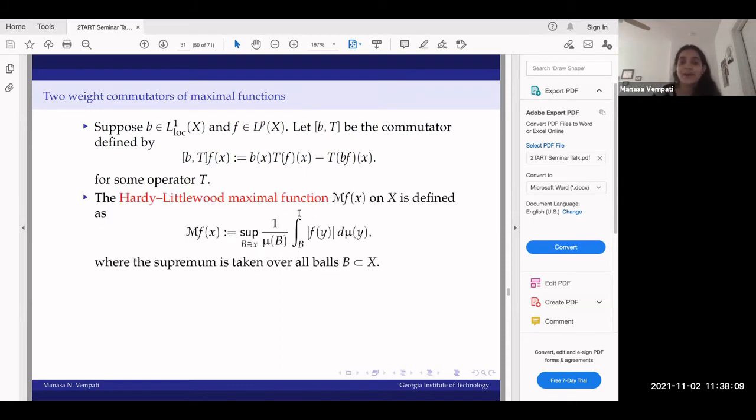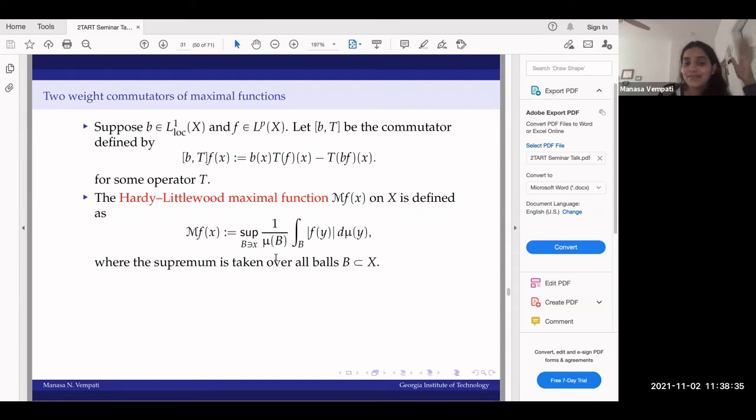Now I'm going to talk about what the Hardy-Littlewood maximal function M f of x on the space of homogeneous type is. Again, this is not very different from the Euclidean setting, except now we take the supremum over all quasimetric balls that contain the point x. And instead of the Lebesgue measure of the balls, we consider the doubling measure of the balls. So we have mu, which is a doubling measure on the space of homogeneous type.